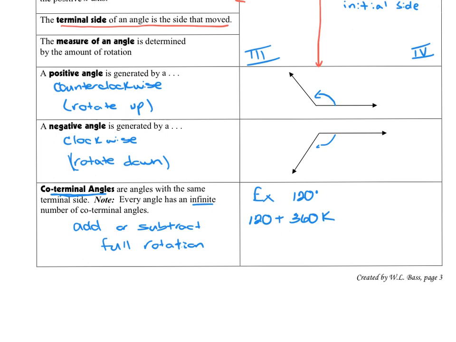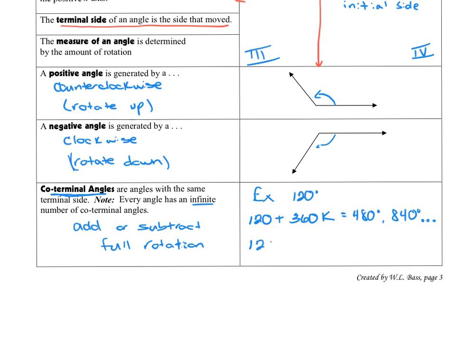So if K is 1, I add 1 rotation. If K is 2, I'm adding 2 rotations. So I could add that 360 as many times as I want, and I could get an infinite number. So 480 degrees is the same angle as 120, but I could keep adding and, let's say, have 840, and I could keep going, okay? All of those, as I rotate around, would land in the same place as 120 degrees.